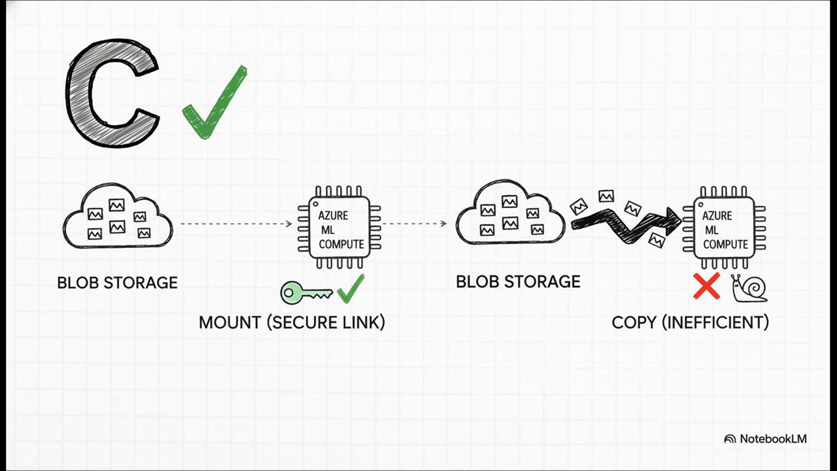This goes right back to what we said at the beginning. It creates that secure link, that keychain. Then, your next step would be to create a file dataset which lets you mount the storage directly to your compute cluster. This way, you're not wasting a ton of time and bandwidth copying all 100,000 of those images.